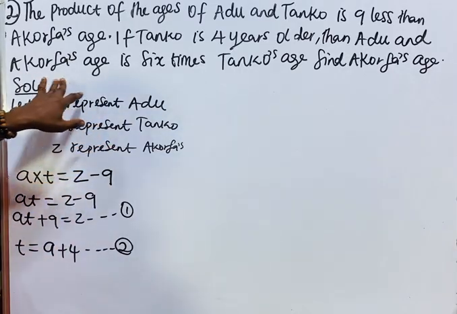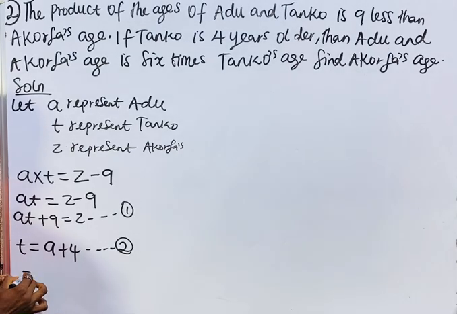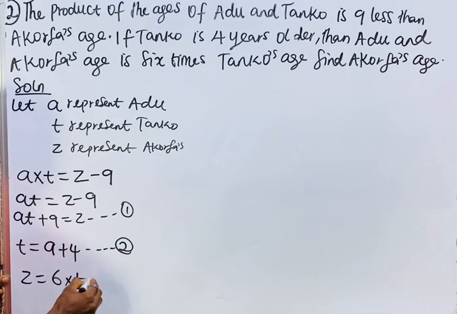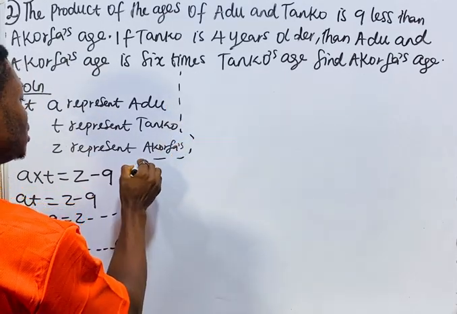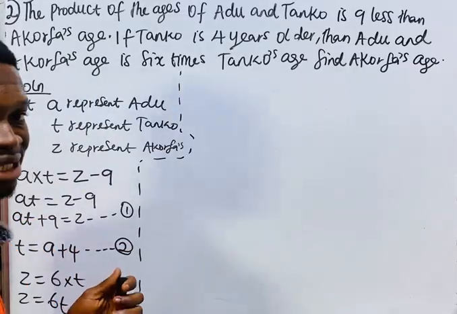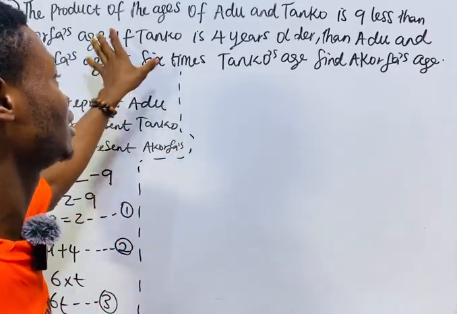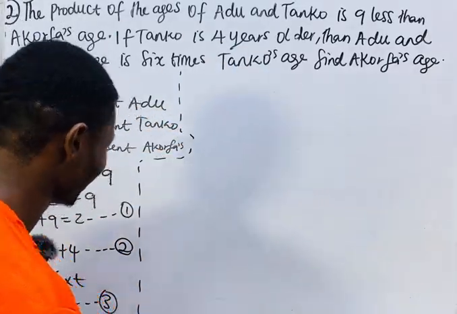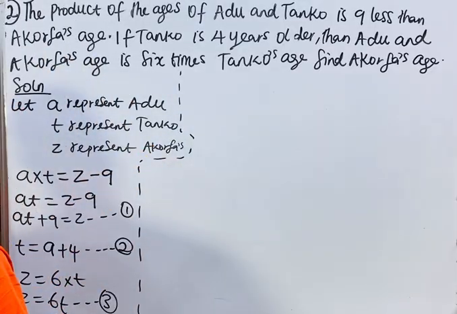And again, they said Akofa's age is 6 times Tanko's age. So Akofa's age, which is Z, is 6 times Tanko's age. What is Tanko? T, right? As simple as that. So Z is equals to 6T, equation 3. So let's bring all these equations. So the thing in this word problem, first of all, you need to have understanding of the English language. I won't lie to you, before you can solve this type of question.